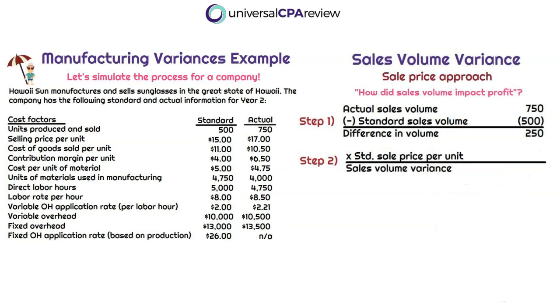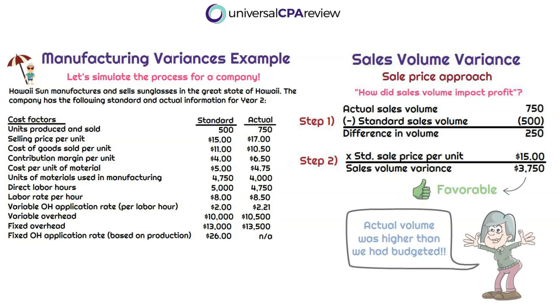Now, option number 2 for the sales volume variance, this time we're going to focus on the standard sale price, or the budgeted sale price. So step one is exactly the same. We still have that difference in volume of 250 units. And now we're just going to multiply by that standard sale price per unit of $15. That results in a sales volume variance of $3,750.